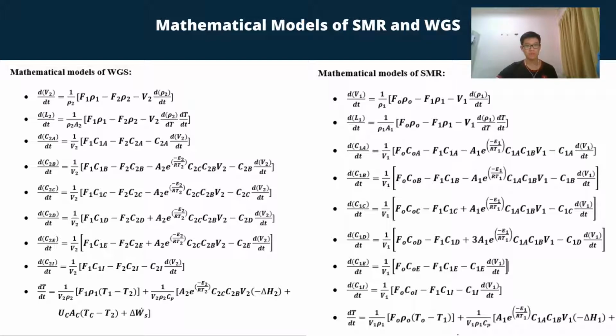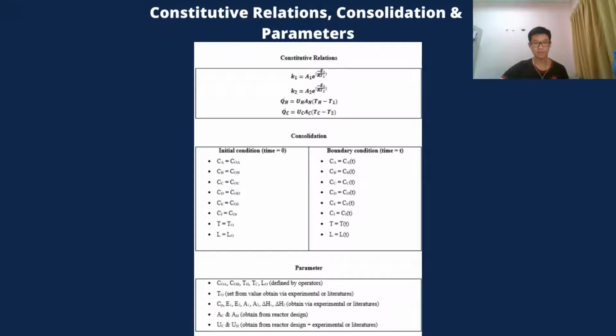Overall, these are the mathematical models developed for the SMR reactor and water gas shift reactor. The first row is the volume profile, the second row is the height profile, the third row to the eighth row is the concentration profile for each component, and the last row is the temperature profile for the system. Next, these are the constitutive relations, consolidation, and parameters for our design process.